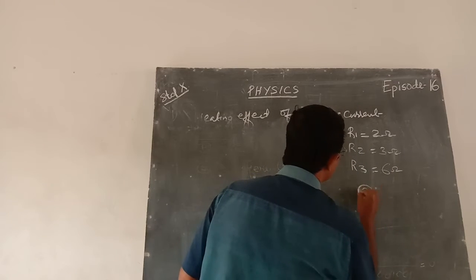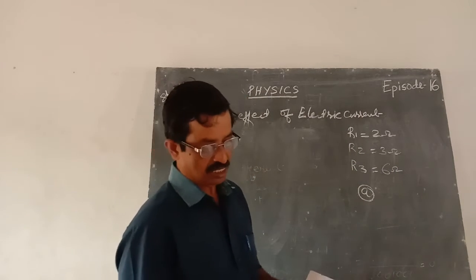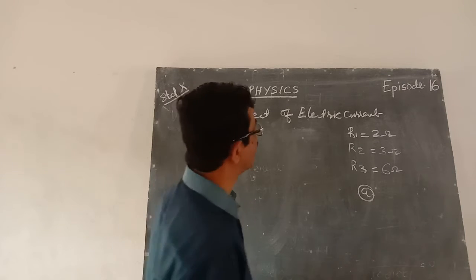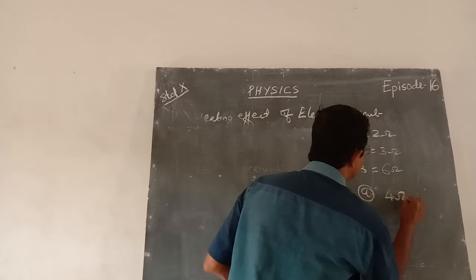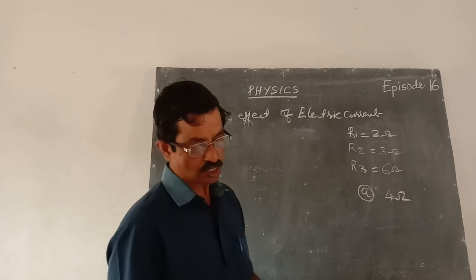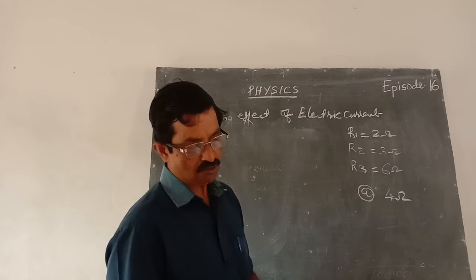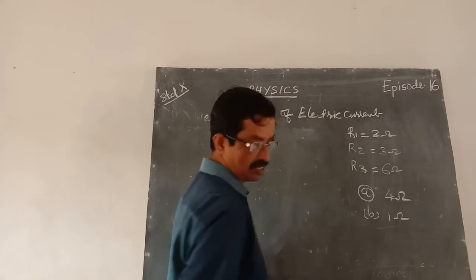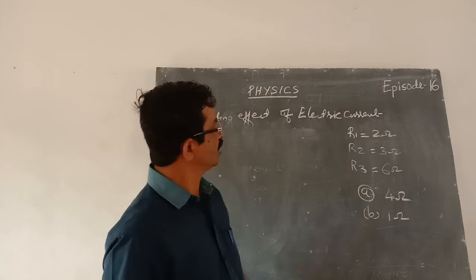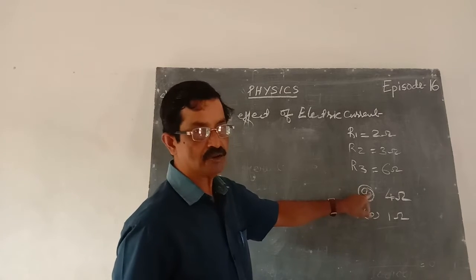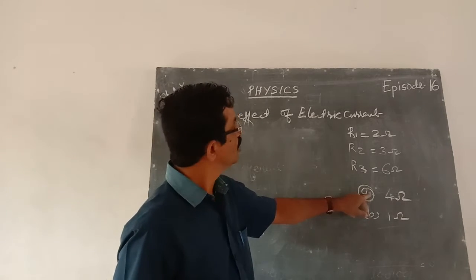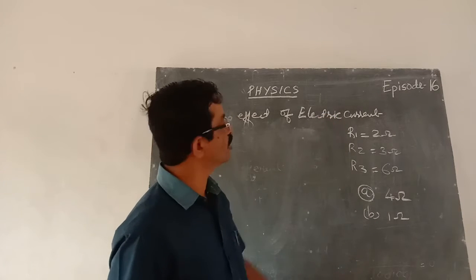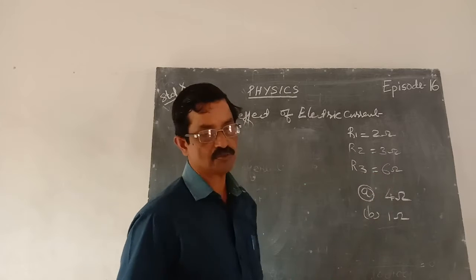Now the question is to find in which method of connecting we get a total resistance of 4 ohm in the circuit, and also to get 1 ohm in the circuit. These are the things we want to find. See, to get 4 ohm in the circuit, which is the method? We can connect these resistors: 2 ohm, 3 ohm and 6 ohm.